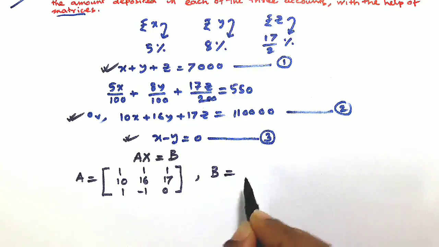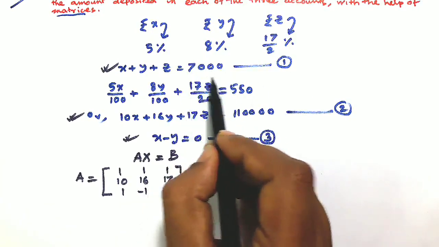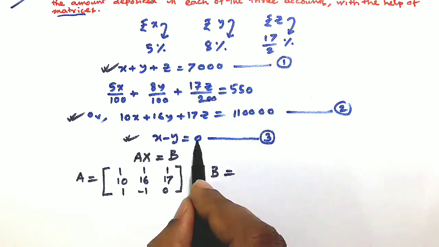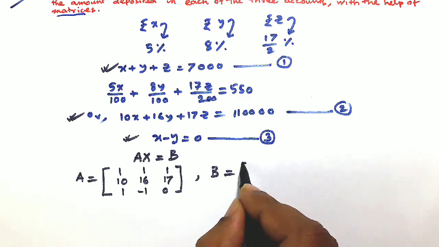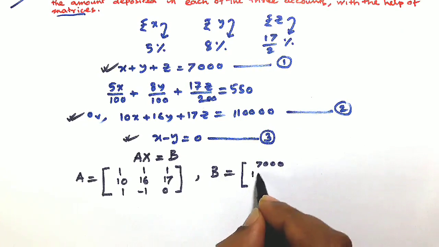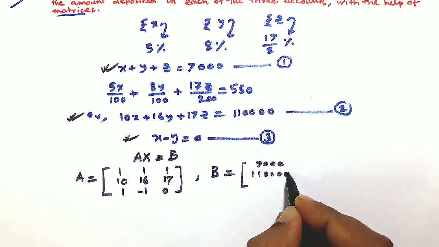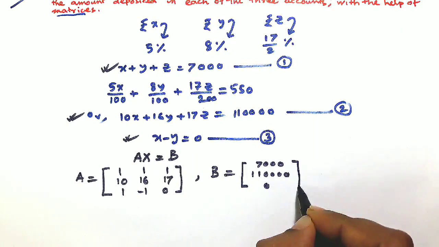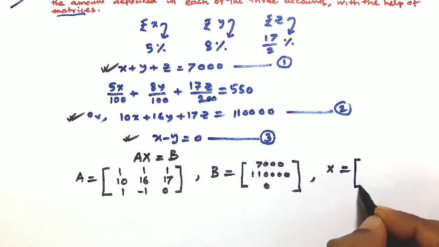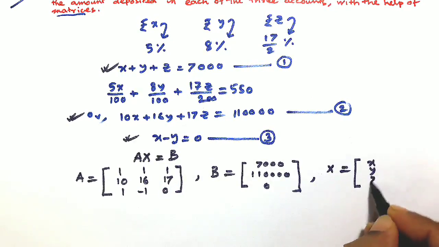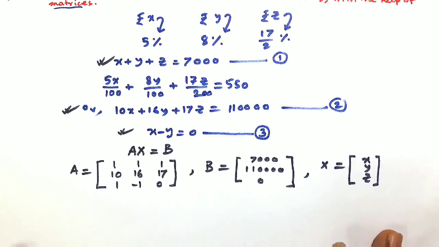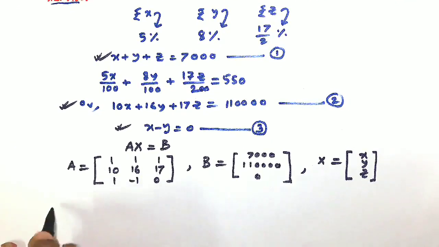And matrix B is the constants, the independent constants, 7,000, 1,10,000 and 0. And capital X is equal to the matrix containing the variables x, y, z. Okay. Now friends, we have to check the determinant of this matrix.